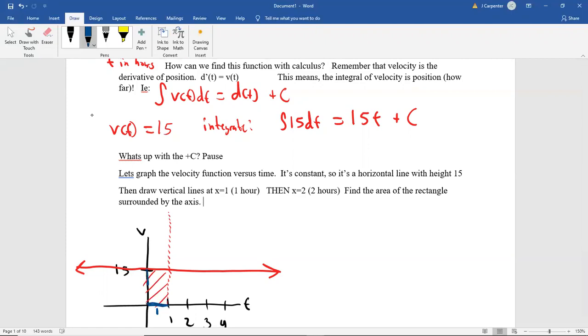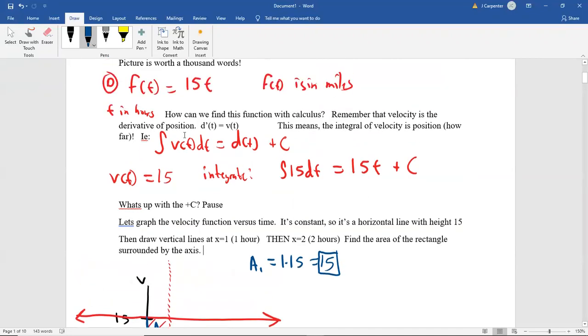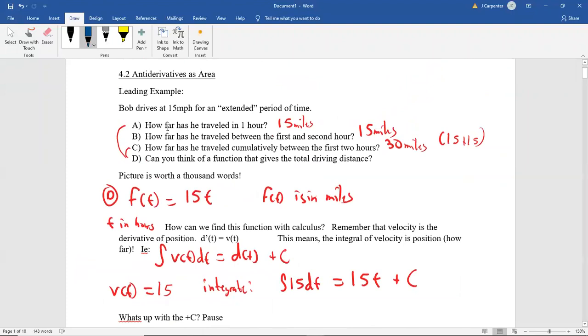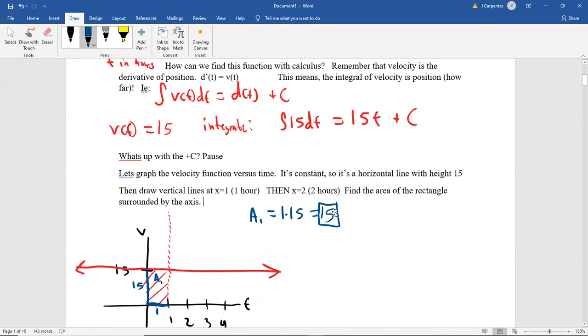And then the height of the box, it's going from 0 to 15, so the height of that box is 15. So that little area, let me call this area 1, would be 1 times 15, which is 15. Now guess what? The fact that this is a 15 is not a coincidence. Remember when we found out how far I traveled in the first hour? It was 15 miles. And this is a 15. That's not a coincidence.